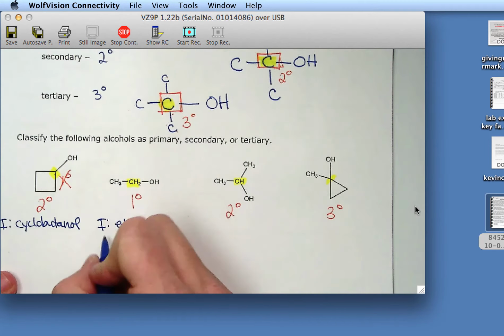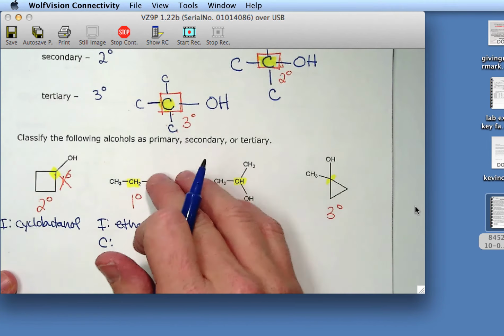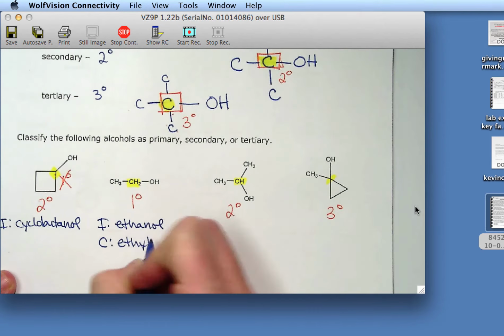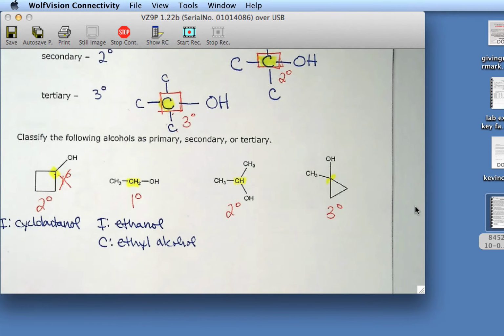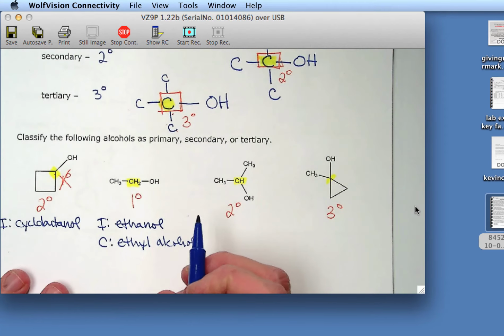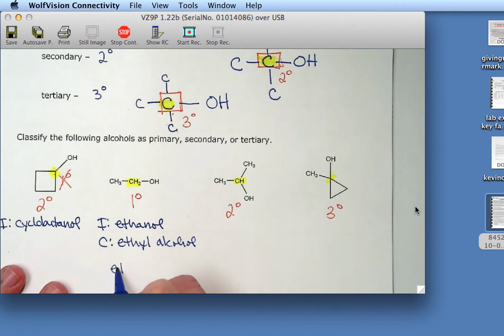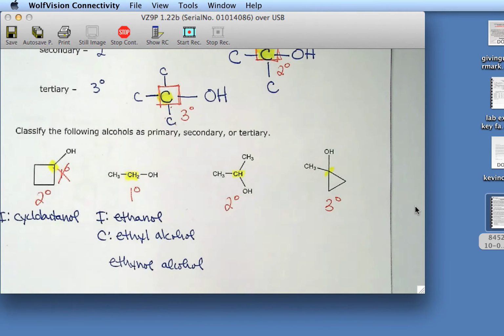Common name: cover up the OH. What alkyl group is that? Ethane, but it would be ethyl. Ethyl alcohol. Note that it's not ethanol alcohol. Sometimes students will merge the IUPAC and the common.